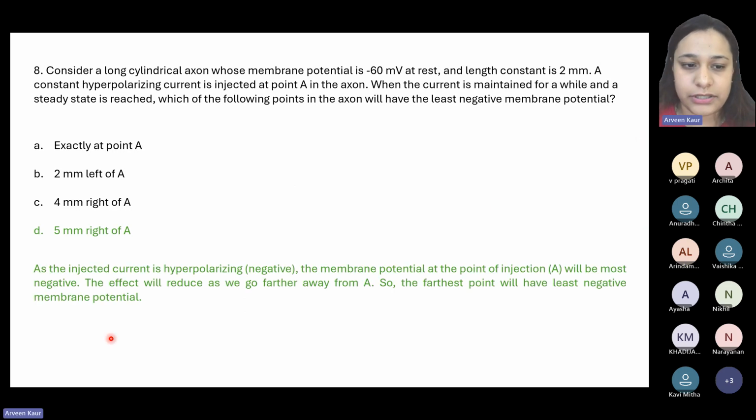Let's see what is written also. As the injected current is hyperpolarizing, or negative, the membrane potential at the point of injection A will be most negative. The effect will reduce as we go farther away from A. So the farthest point will have the least negative membrane potential.